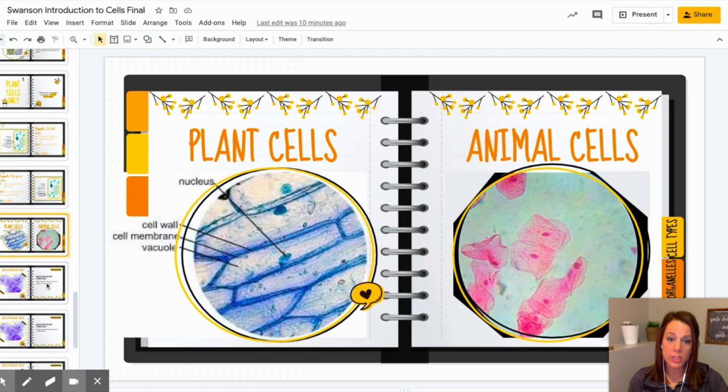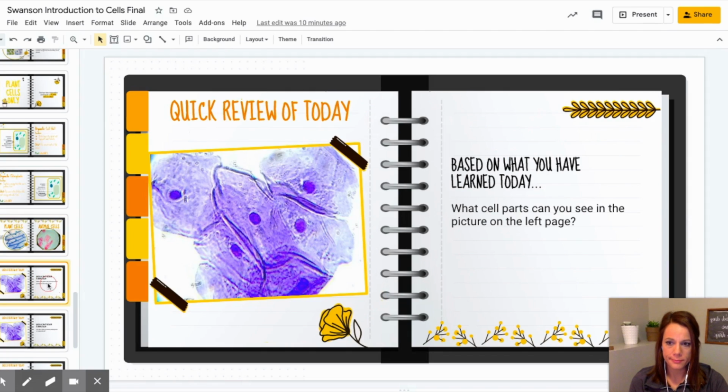So if I were to show you this picture, it says, what cell parts can you see in the picture? It looks like we've got 1, 2, 3, 4, 5, 6 cells, even a little 7 right there, squished together, right? So if I were to ask, where is the nucleus? It should be pretty obvious. Each of these little darkened areas is the nucleus.